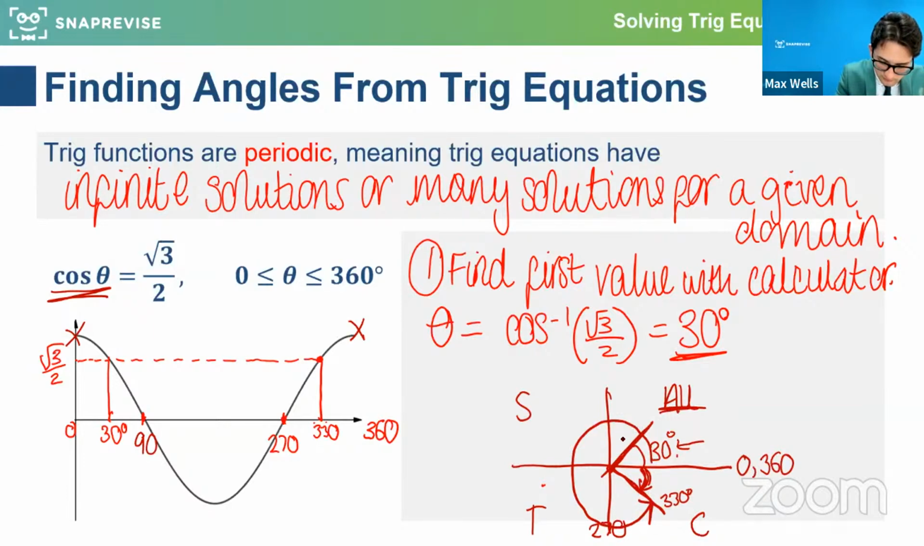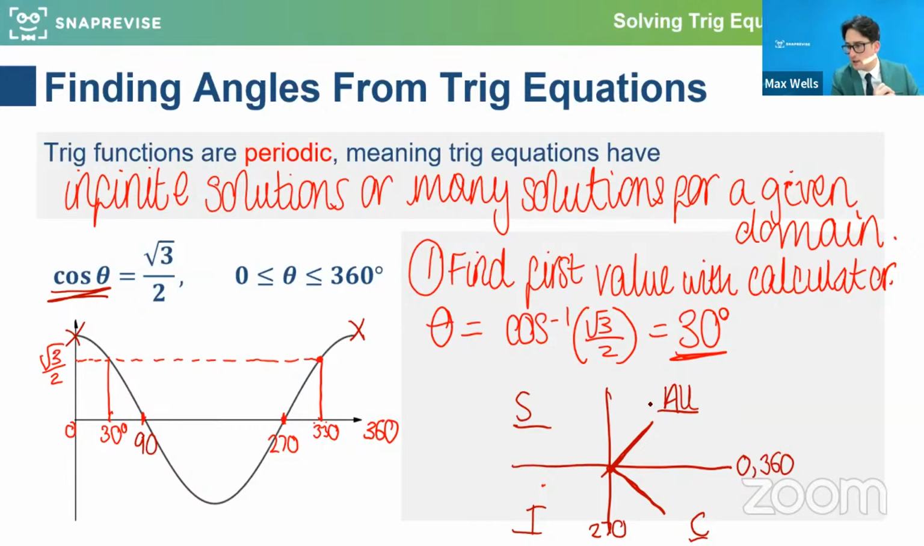It's like 270, add this 60 bit on. So you get your two values as 30 and 330. Because that's right. So I know it's positive there because all you need to learn off by heart is SATC. That's how you write the CAST diagram out. If you just learn these letters in that way, you know where it's positive or negative.